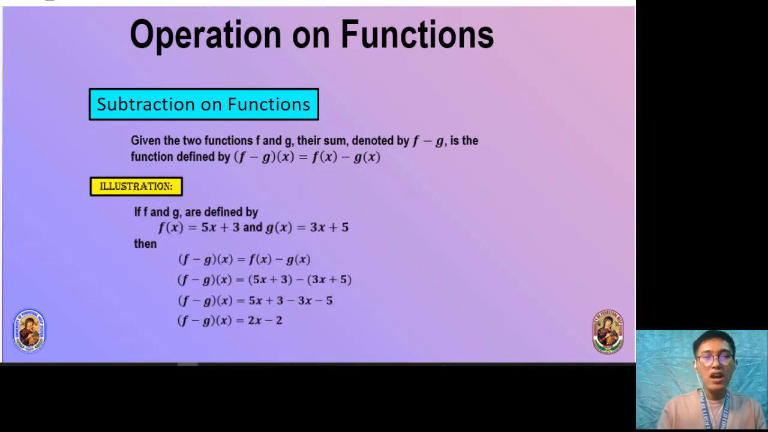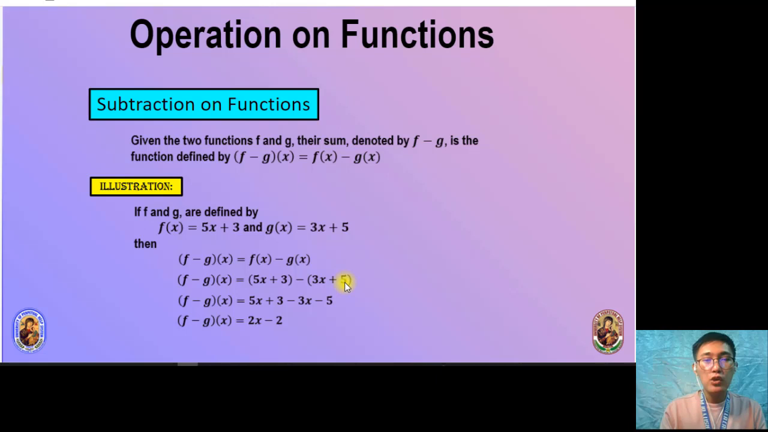So let's go. Illustration. If f and g are defined by f of x is equal to 5x plus 3 and g of x is equal to 3x plus 5, what will happen here? Of course, using the formula in subtraction of functions, we have here f minus g of x equals f of x minus g of x. Just like the addition, they just differ on this part, the subtraction sign and the addition sign. Okay, f minus g of x is equal now, here in this part, substitution. So you just substitute the expression in f of x and the expression in g of x and enclose them in parentheses. So we have here 5x plus 3 minus 3x plus 5.